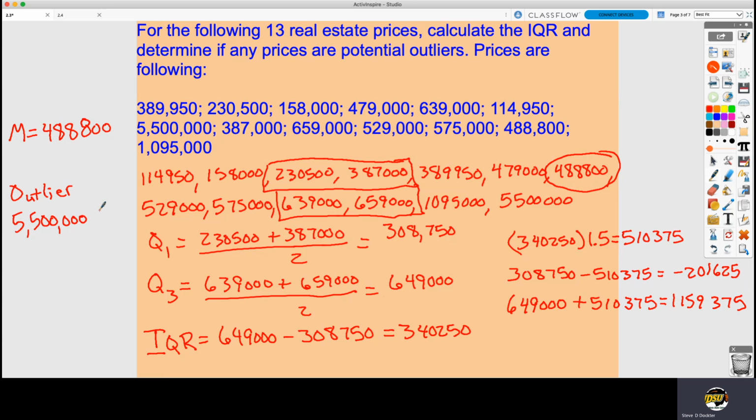Now we have a mathematical way to prove that. Okay, now do notice that we did have this 1.095 million here that is really close to this. And sometimes we may think that this might be an outlier also, okay? Based on the equation that we were just talking about here, that would prove that it would not be, okay? So a lot of stuff going on there.